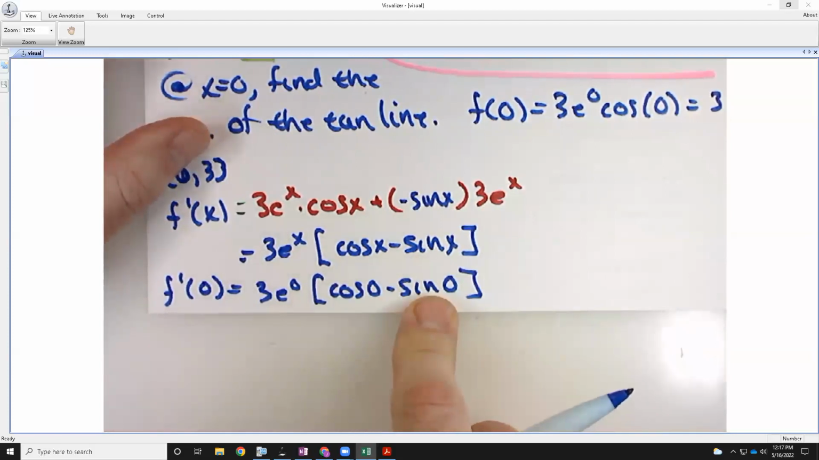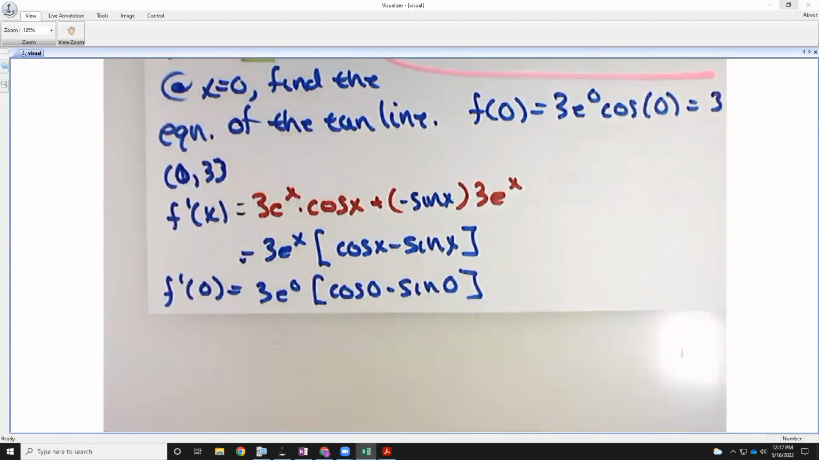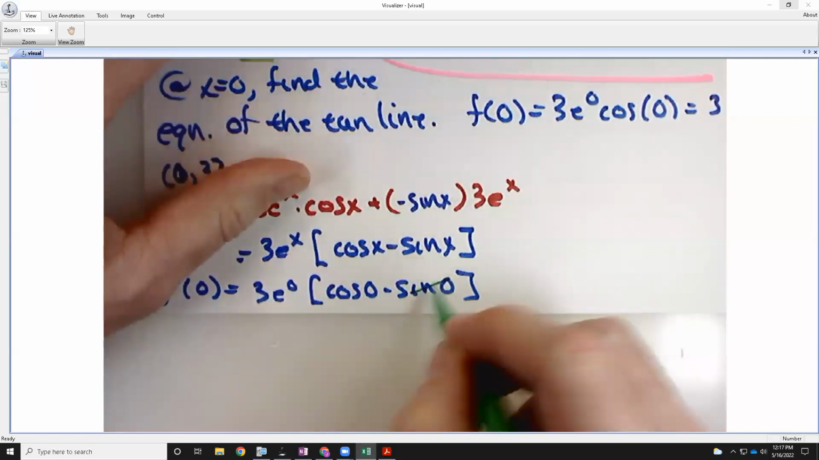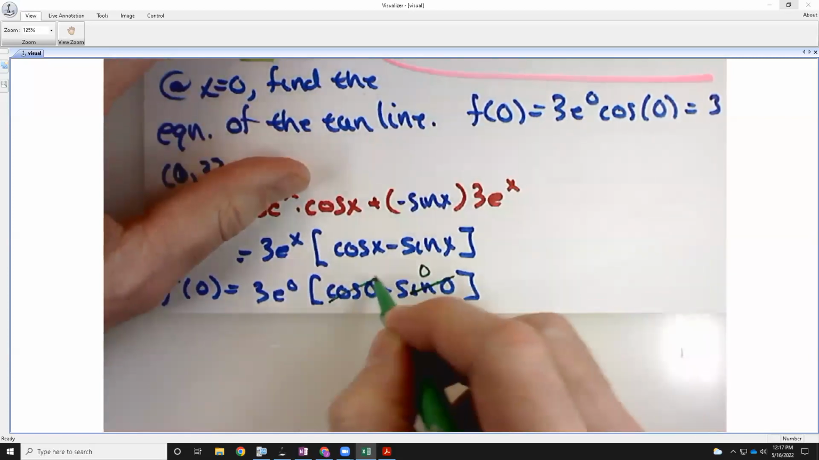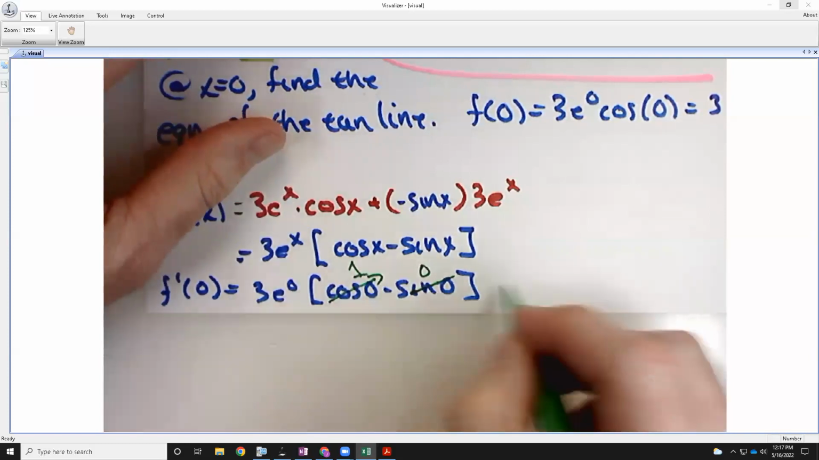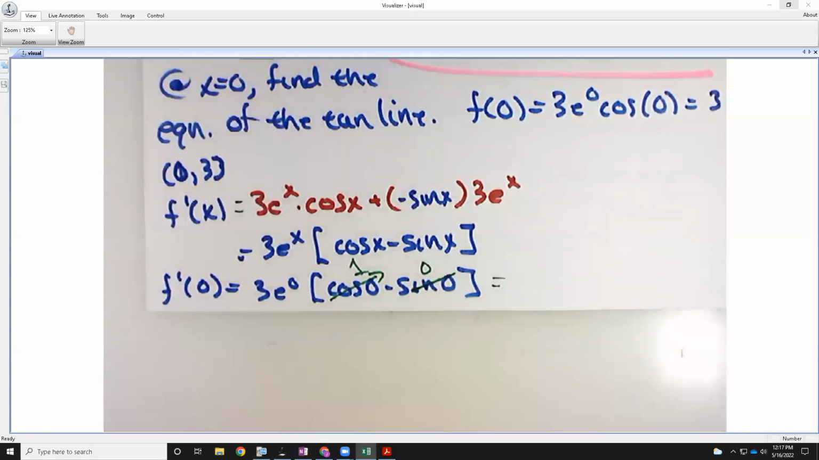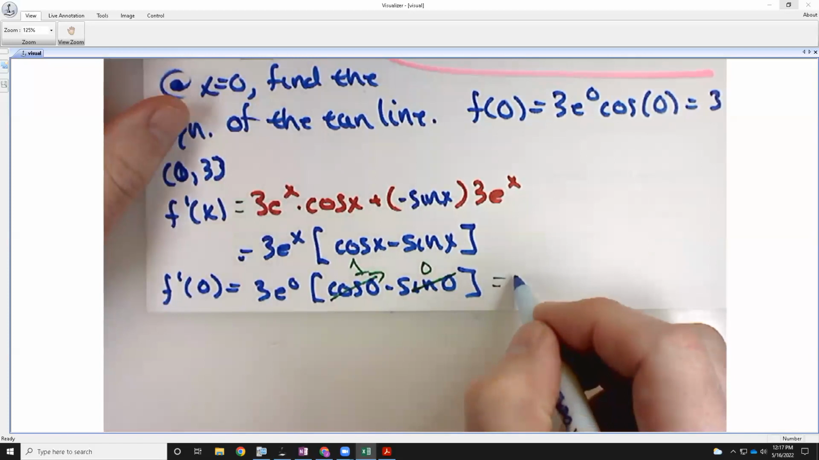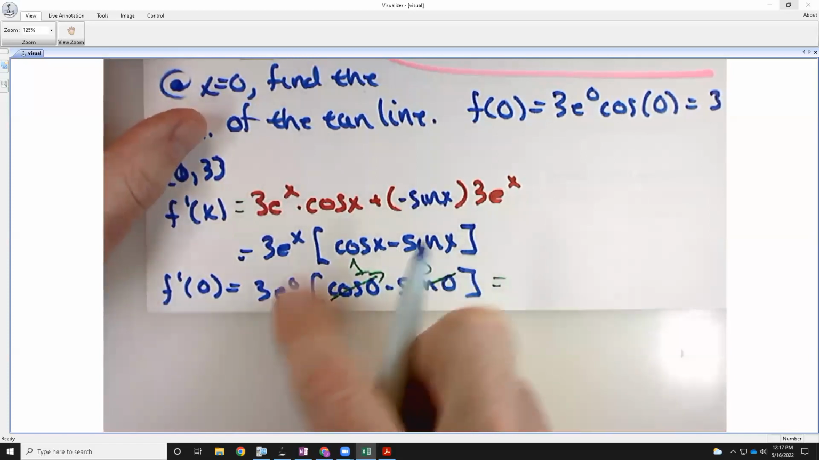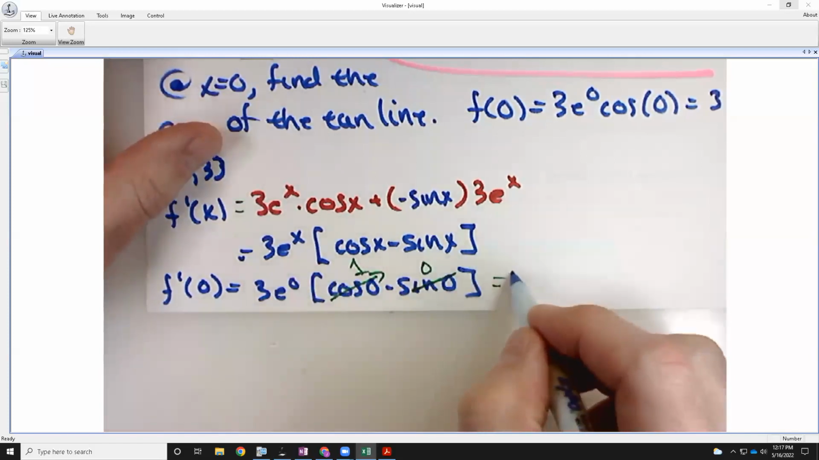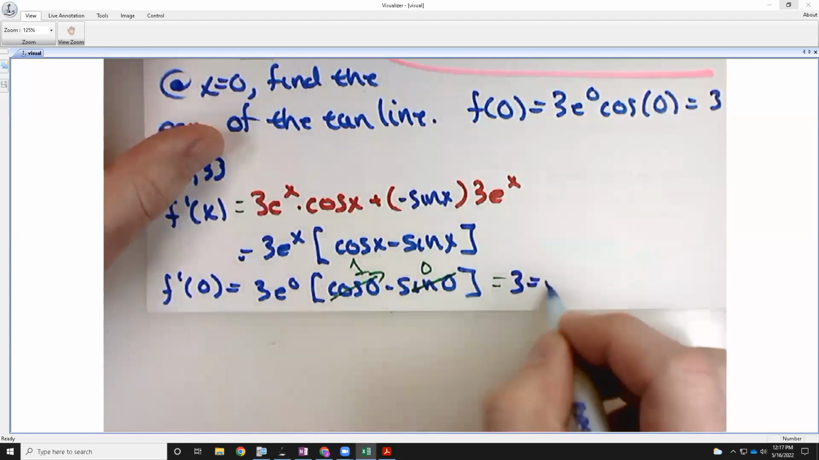Sine of 0 is 0. So that's kind of nice. We get rid of that. That's 0. That's a 1. So what's the slope of the tangent line? 3 times 1 times 1. 3. That's our slope of the tangent line.